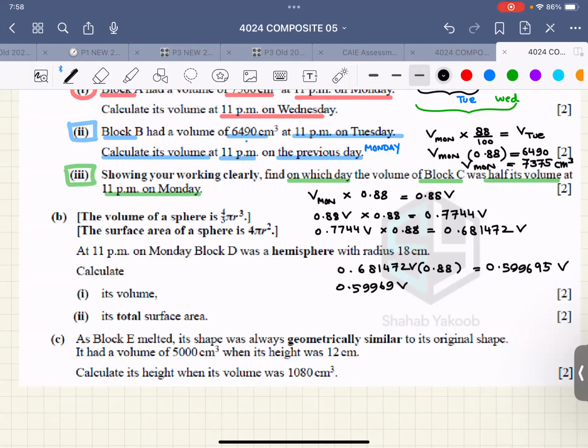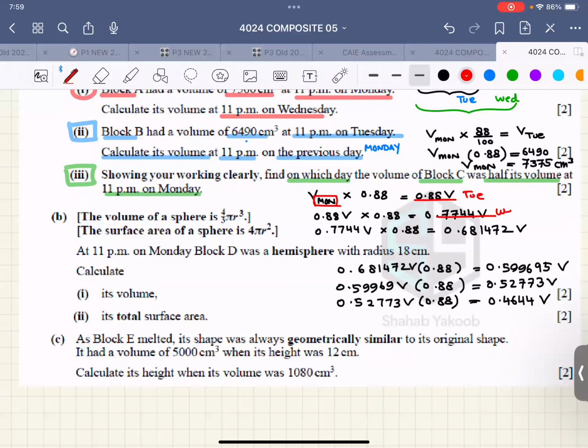0.69V into 0.88. Multiply it again. That is 0.52773V. And I think one more thing, 0.52773V into 0.88. And let's multiply it out. That is 0.4644V. And we'll stop. This is Monday, and it's becoming Tuesday.